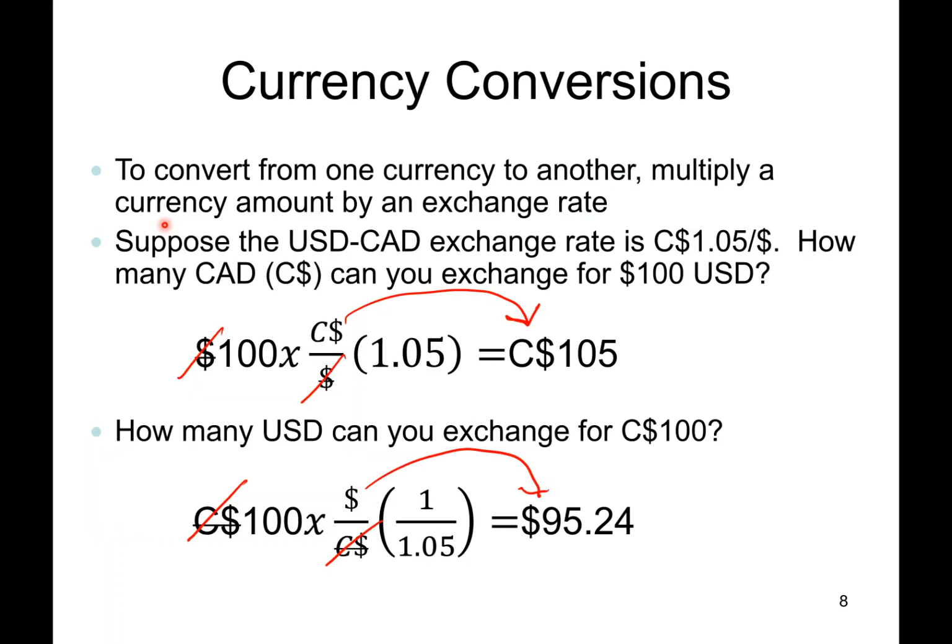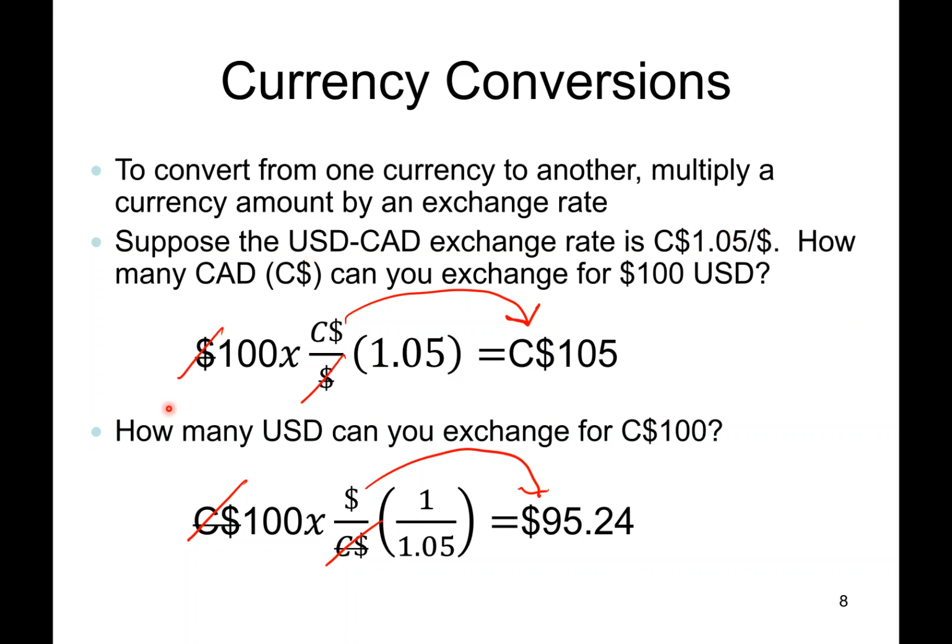Now, to convert a currency, you always take some amount of currency times an exchange rate, and it gives you the other currency. So I'm trying to figure out, I want to exchange 100 US dollars, and I want to get CAD. So how do I know? I'm told the exchange rate is 1.05 CAD per dollar. So it costs 1.05 CAD to buy 1 US dollar.